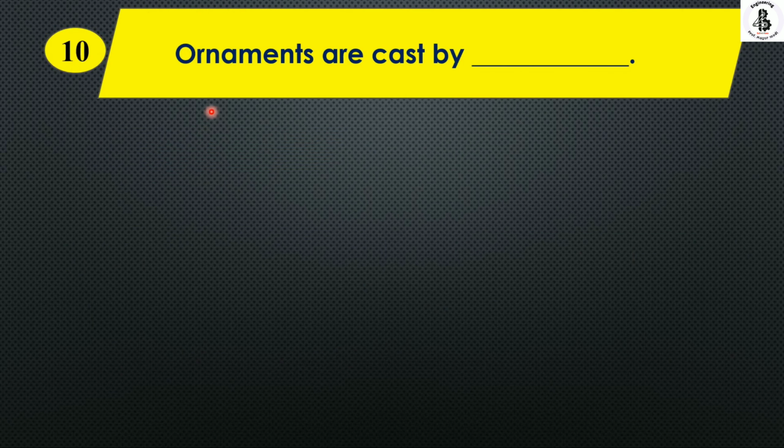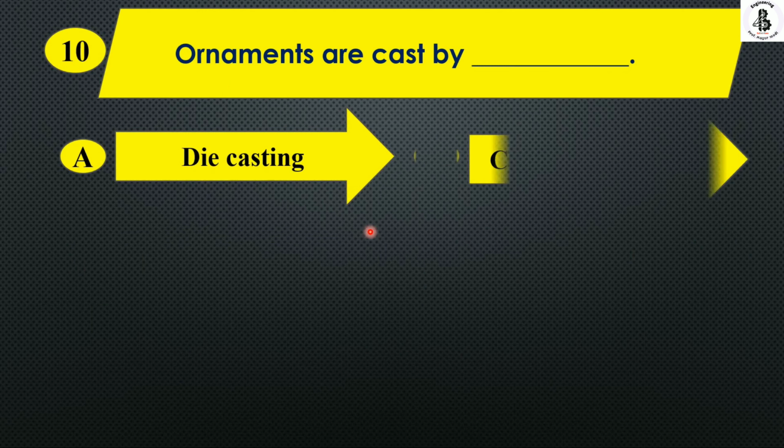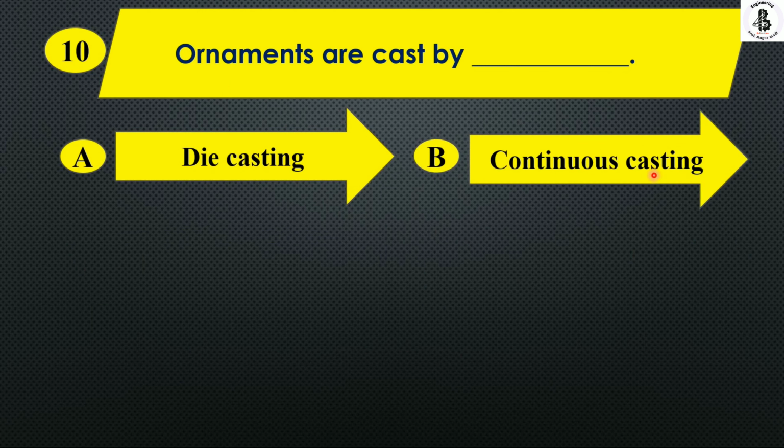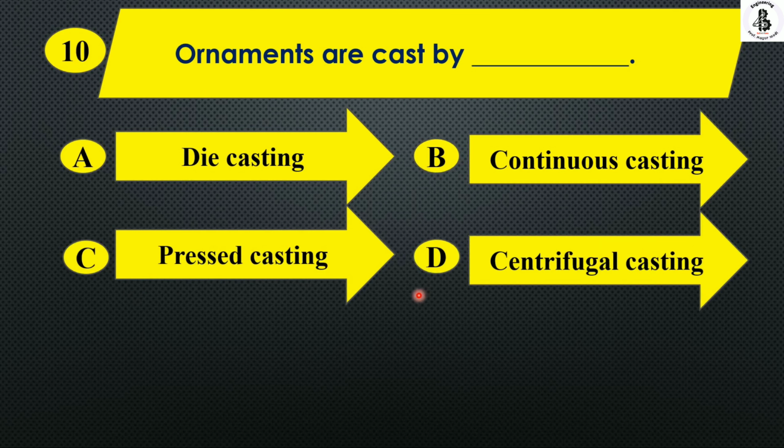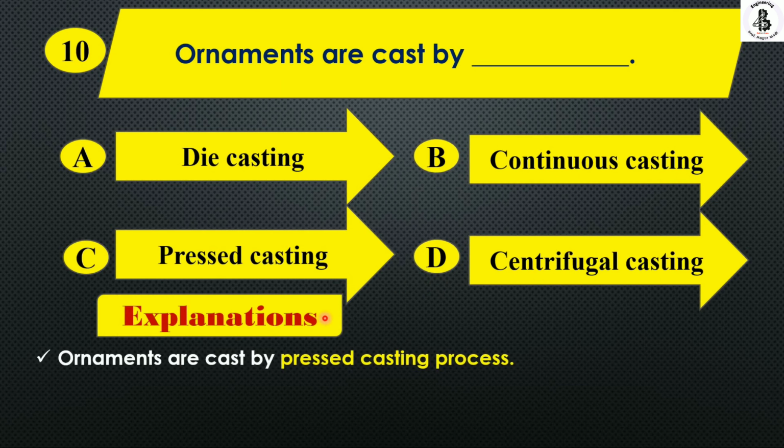The next, ornaments are cast by option A, die casting, option B, continuous casting, option C, pressed casting, and option D, centrifugal casting. So basically our ornaments are cast by the pressed casting process. So option C.